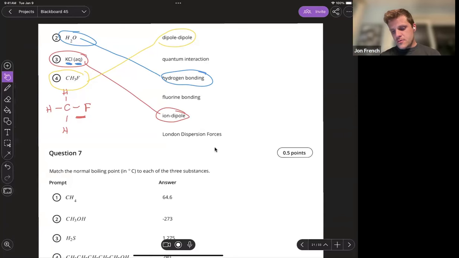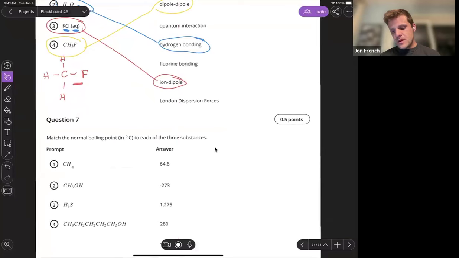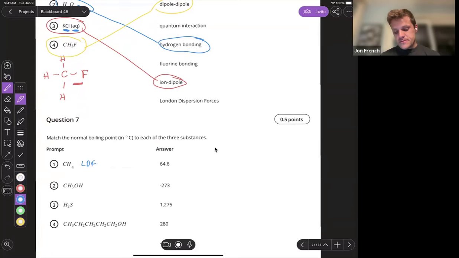So we just talked about methane in the previous question, right? We said methane has London dispersion forces, the weakest force present. Here I've got hydrogen bonding, and down here we have hydrogen bonding as well. And then here we're just polar, so we're going to have dipole-dipole. So, okay, weakest intermolecular force, the lowest boiling point.